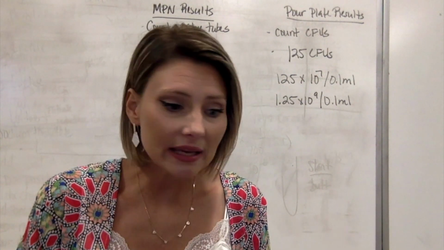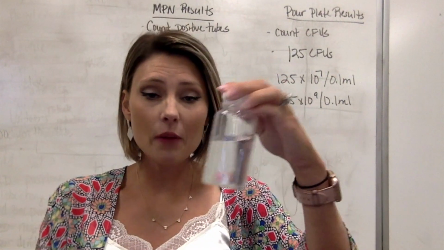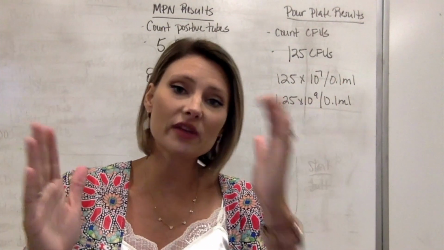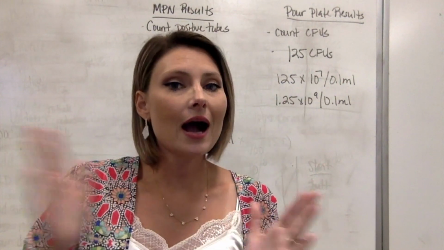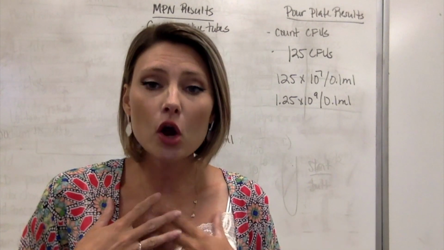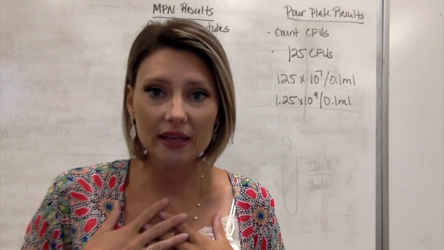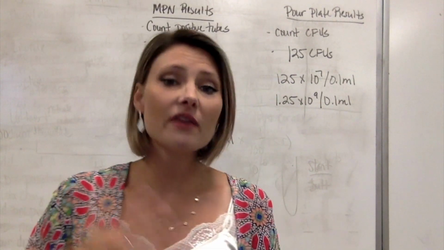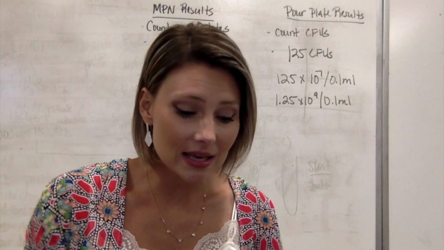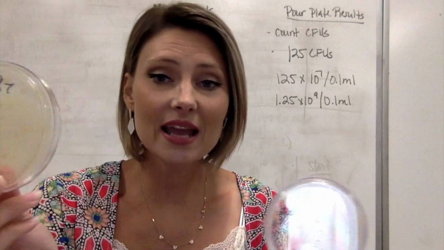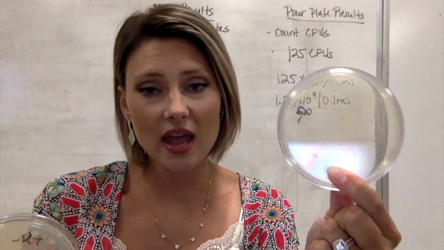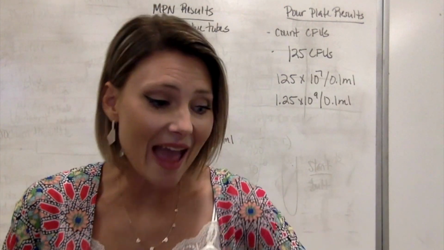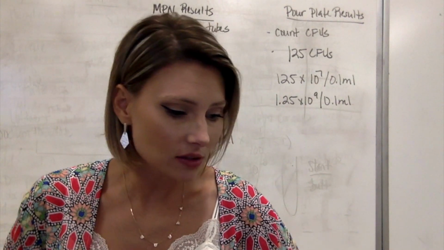So normally, I would have a pour plate for each one of these dilutions going all the way down until I hit that 25 to 250 mark. I'm not going to waste all that media. So I already know which dilution is my countable plate. It's either going to be 10 to the negative 7 or 10 to the negative 8. So what I did was I did a 10 to the negative 7 and a 10 to the negative 8 pour plate.